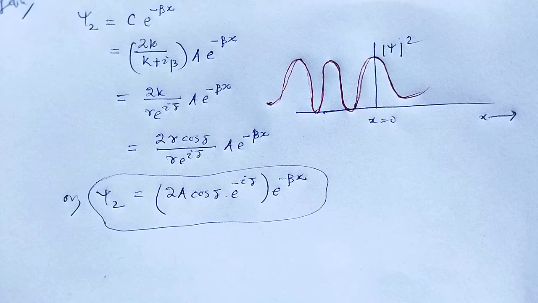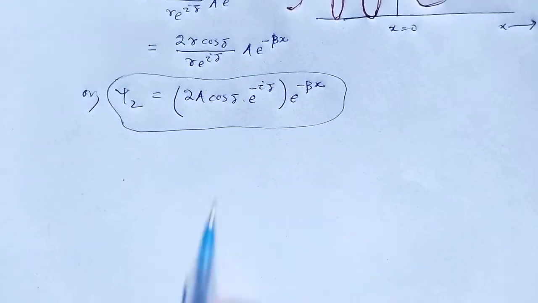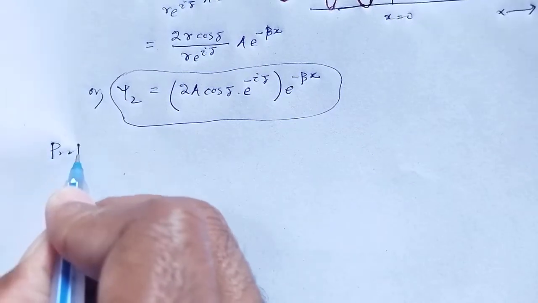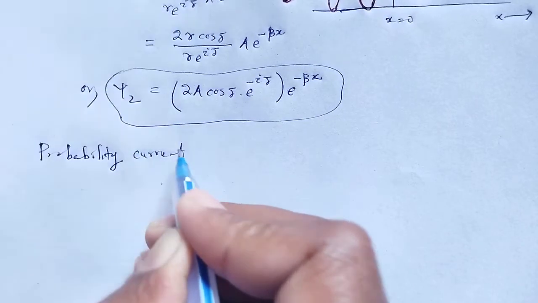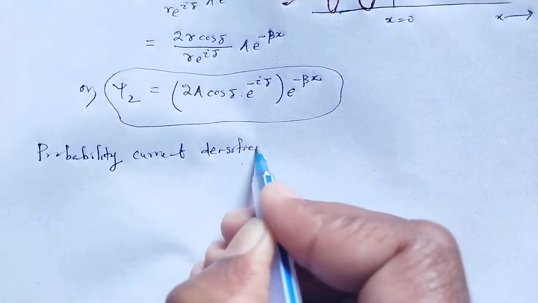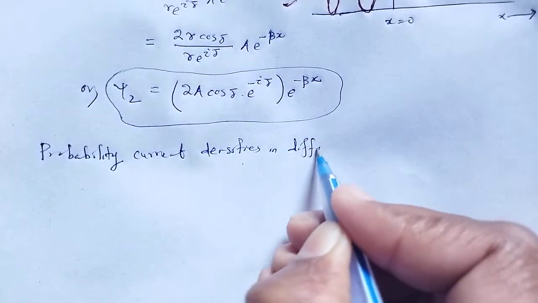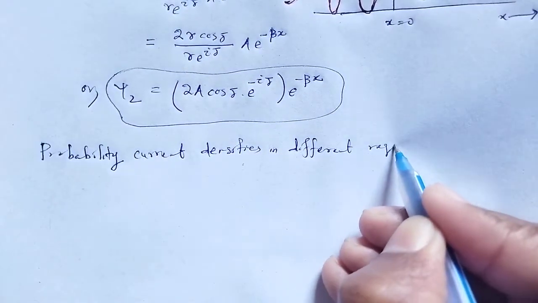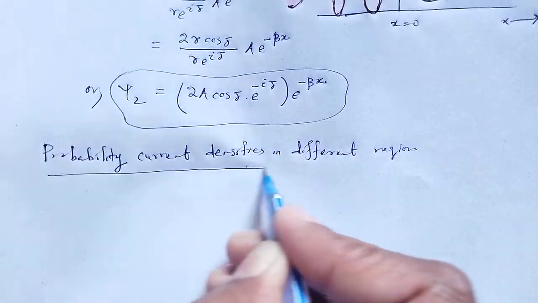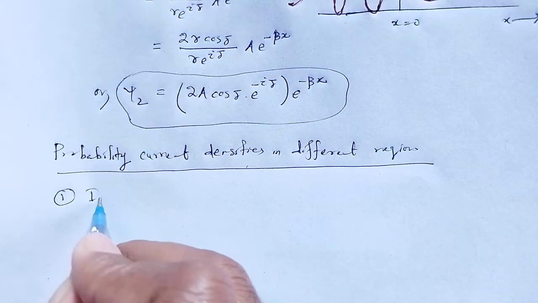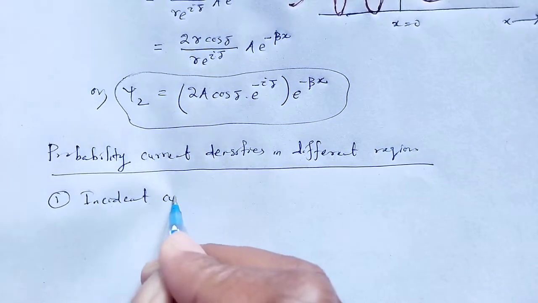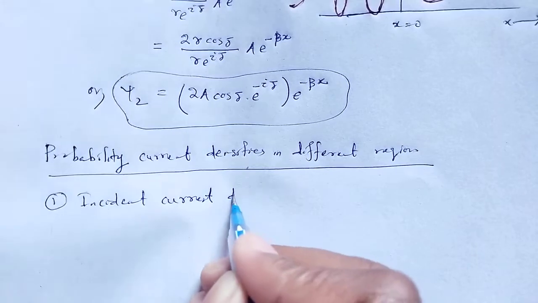Now, the probability current density in different regions. First, the incident current density.